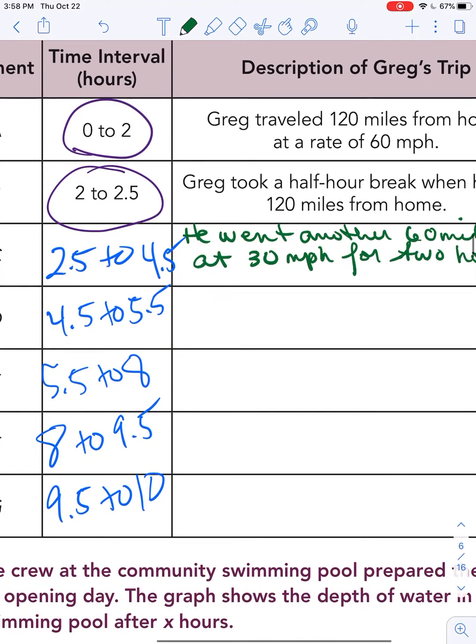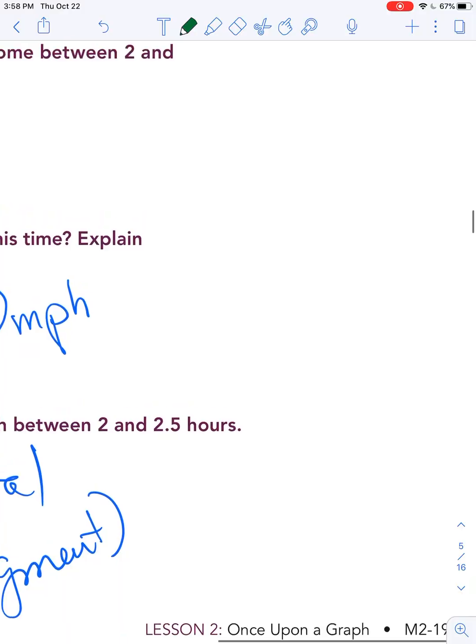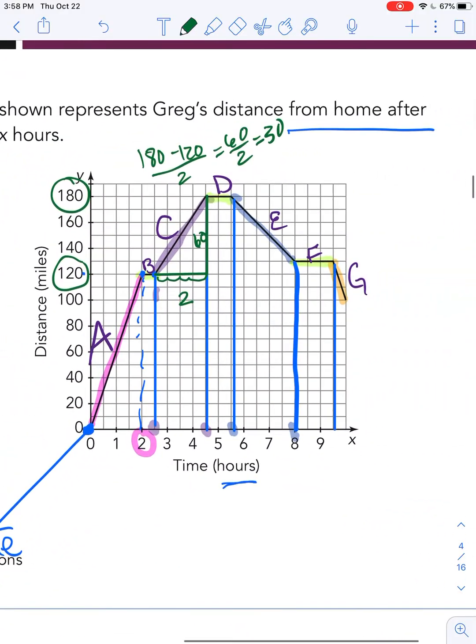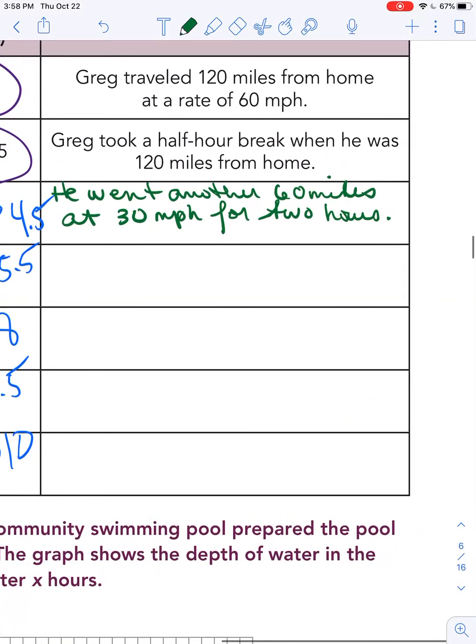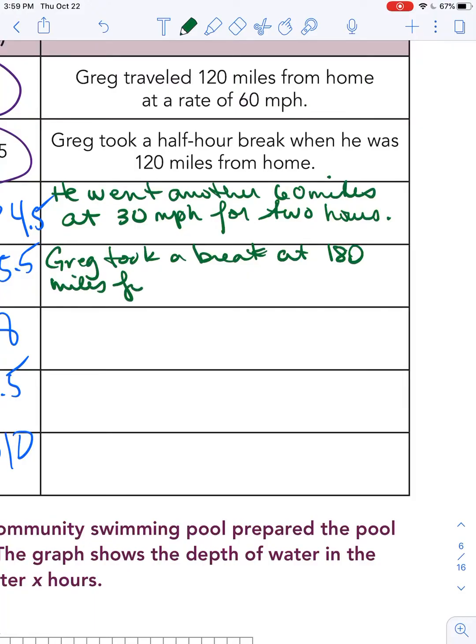Okay, and then we're going to do 4.5 to 5.5. Hopefully you noticed that it's a horizontal line. So now we're at 180 miles away from home. Okay, so Greg took a break at 180 miles from home.